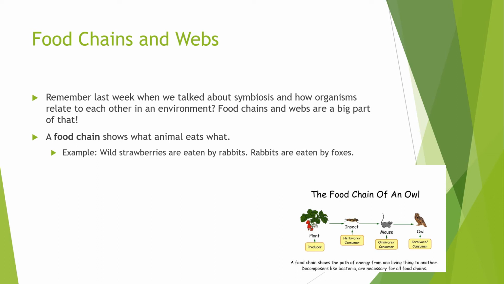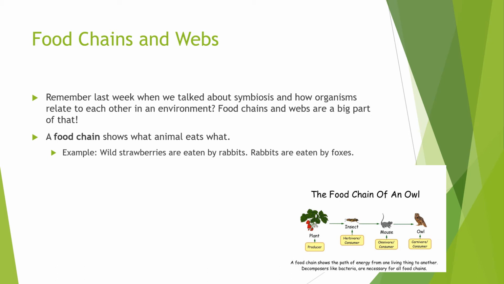The food chain shows what an animal eats. So for example, rabbits will eat wild strawberries. Rabbits will then be eaten by foxes. This means that the energy in the wild strawberry goes into the rabbit. And then when the rabbit is eaten by the fox, that energy goes into the fox.